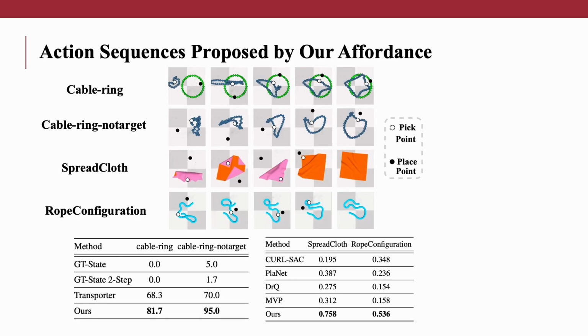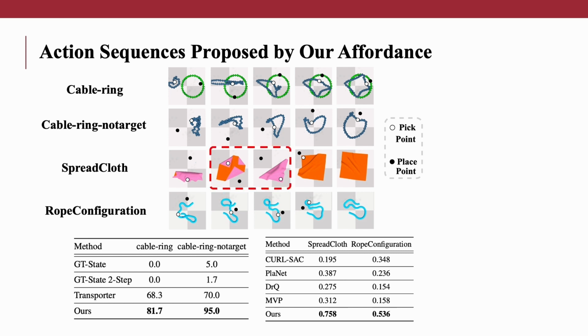We evaluate our proposed framework on 4 representative benchmark tasks: cable ring no target, spread cloth, and rope configuration. Quantitative results and the manipulation sequences demonstrate that our dense affordance have the ability to facilitate manipulating deformable objects with complex states and dynamics, and outperforms other methods. Also, with the integrated state values, our affordance could propose the global optimal actions.